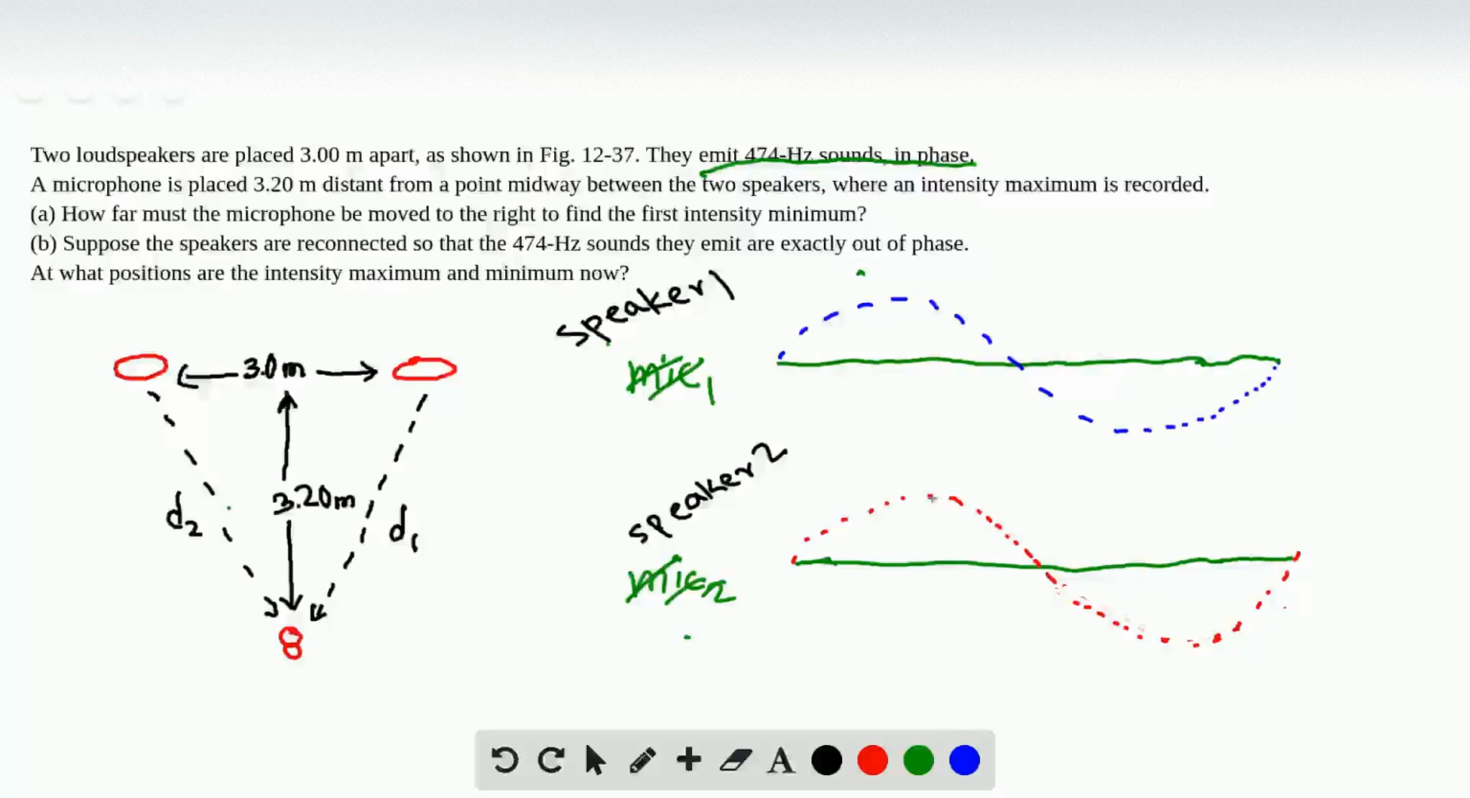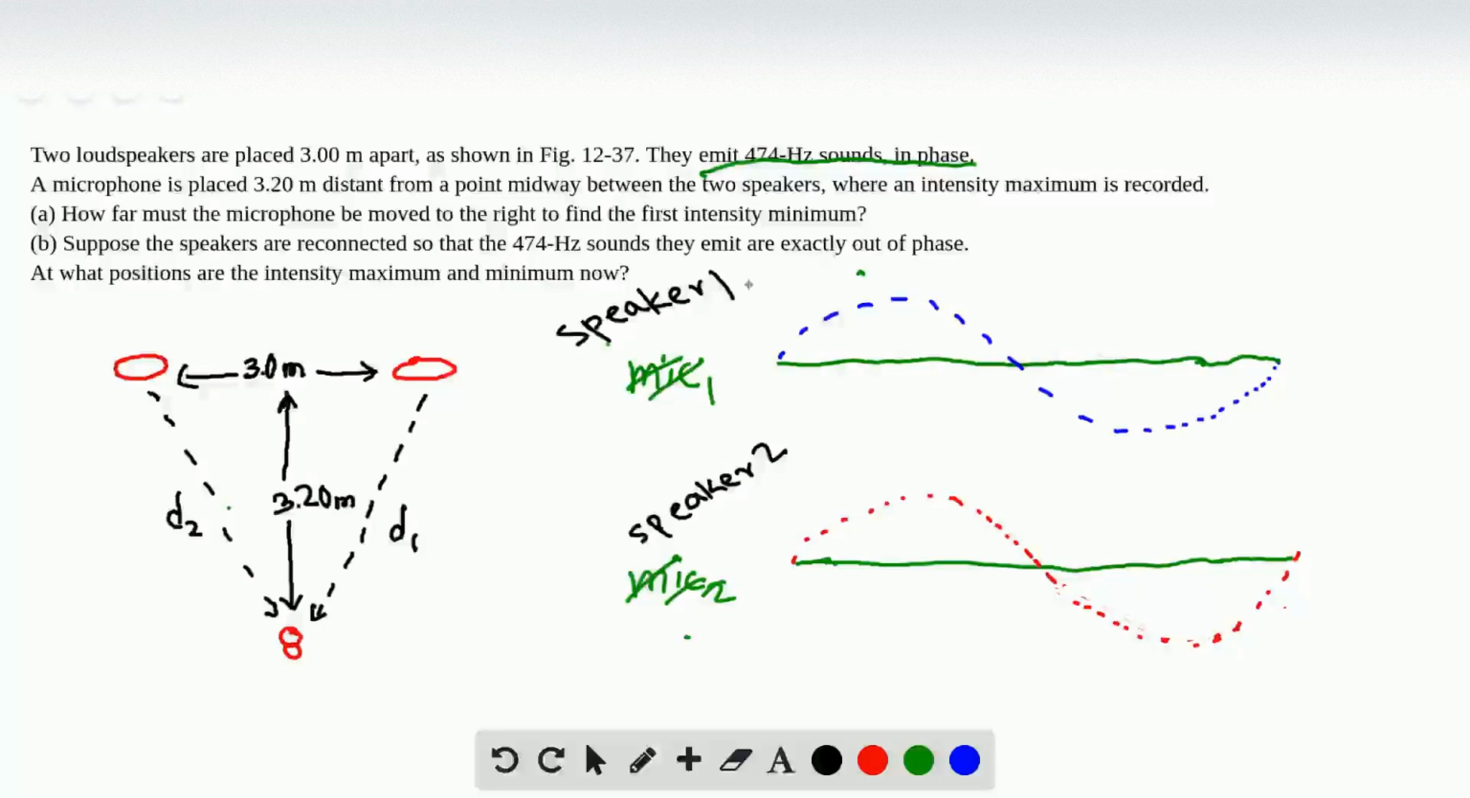If they're in phase, if we look at their wave pattern, to be in phase their maxima and minima should be matching with each other, and that's what we're seeing. We see a node over here which is the same as here, and then they have the same maxima at the same side. Now the question is, how far must the microphone be moved to the right to find the first intensity minimum? Now what we're doing is we're moving this microphone.